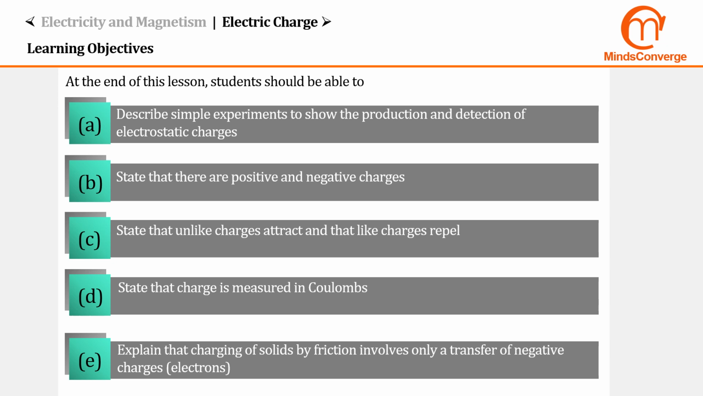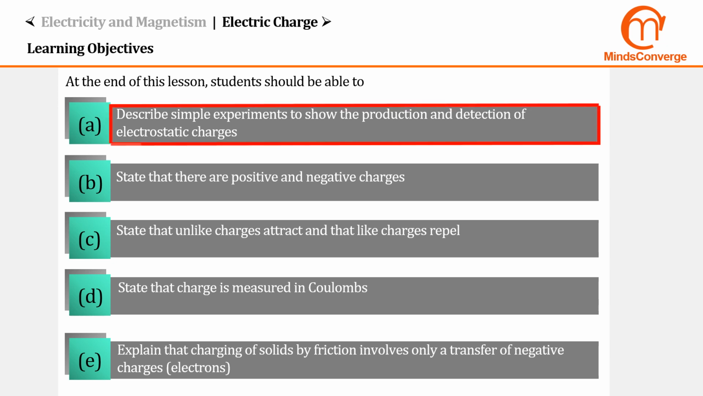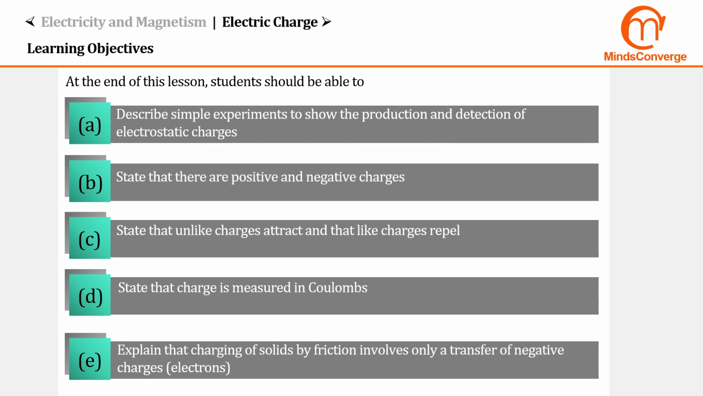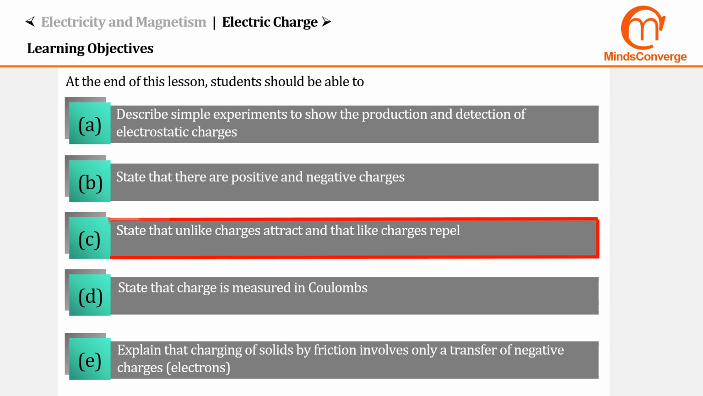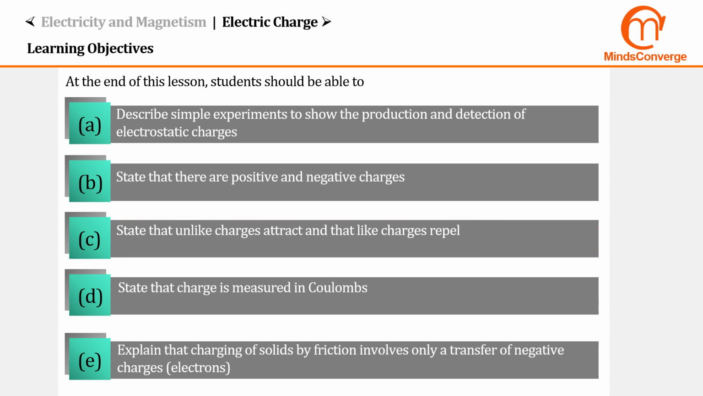At the end of this lesson, you should be able to address the following learning outcomes. Describe simple experiments to show the production and detection of electrostatic charges. State that there are positive and negative charges. State that unlike charges attract and like charges repel. State that charge is measured in Coulomb. Explain that charging of solids by friction involves only a transfer of negative charges, which are electrons.